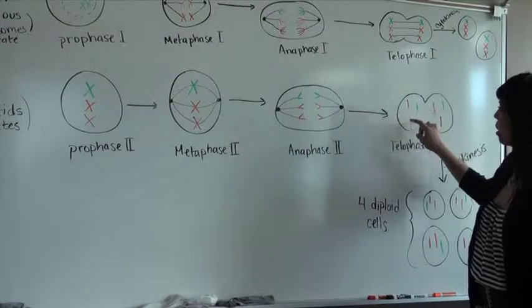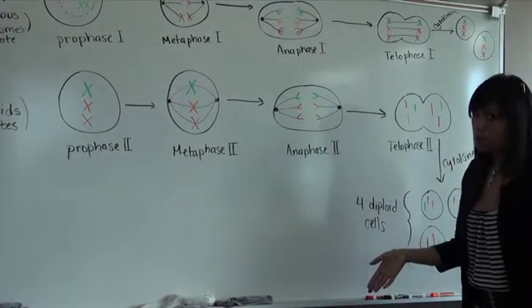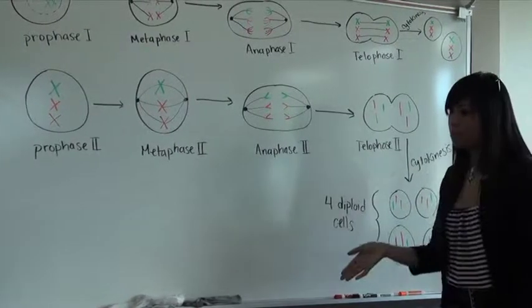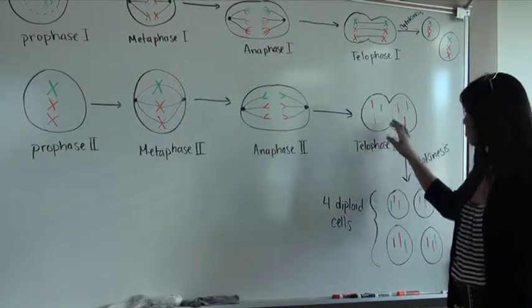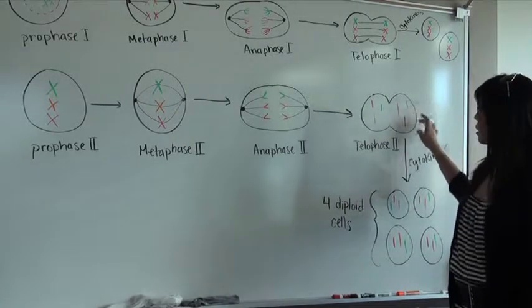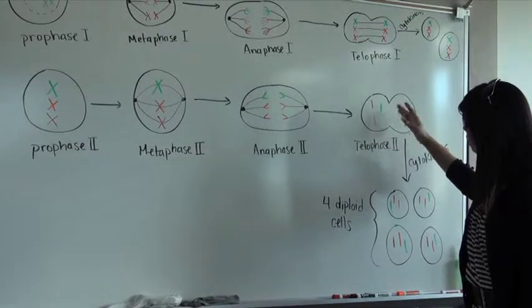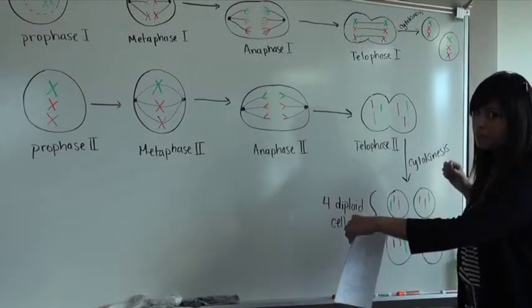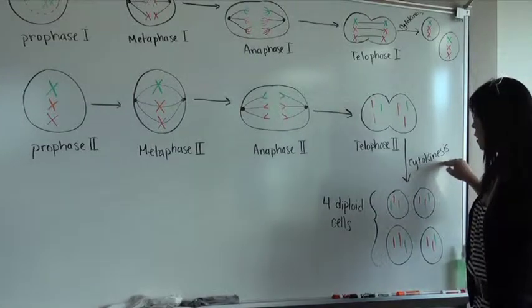Now these are haploid cells because they're half of the homologous pairs and also half of that specific chromosome from the homologous pair. Now as well, the cleavage furrow, which is the line, develops to get ready to pinch off and make two brand new cells. And cytokinesis occurs.